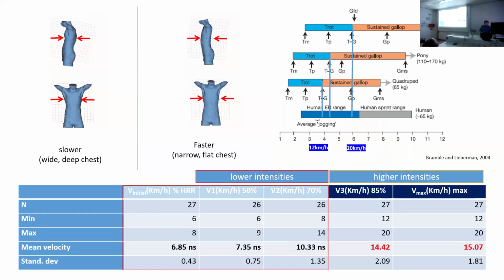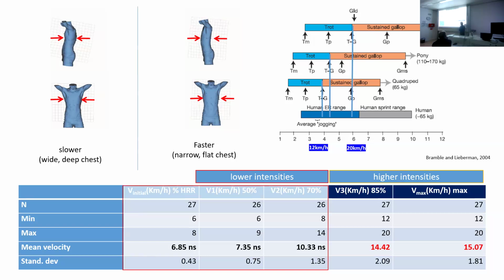And interestingly, if we compare now these running velocities to those proposed by Bramble and Lieberman, what we find is that the average jogging speed, according to this paper, is around 12 kilometers per hour. But faster people can run until 20 kilometers per hour, which is the speed needed to outrun the horse in a kind of long distance race.